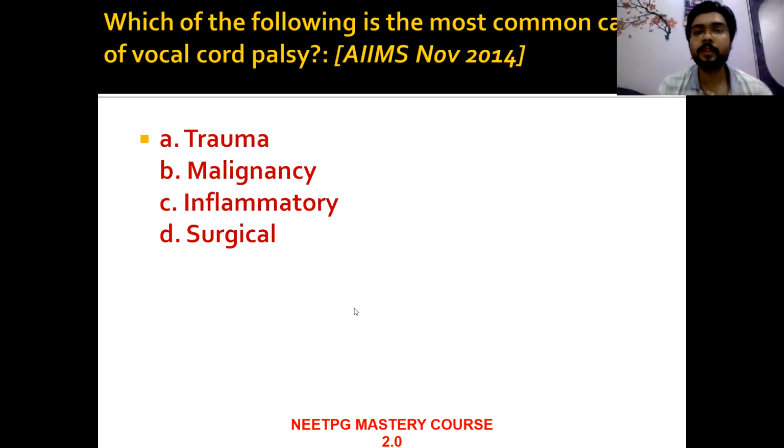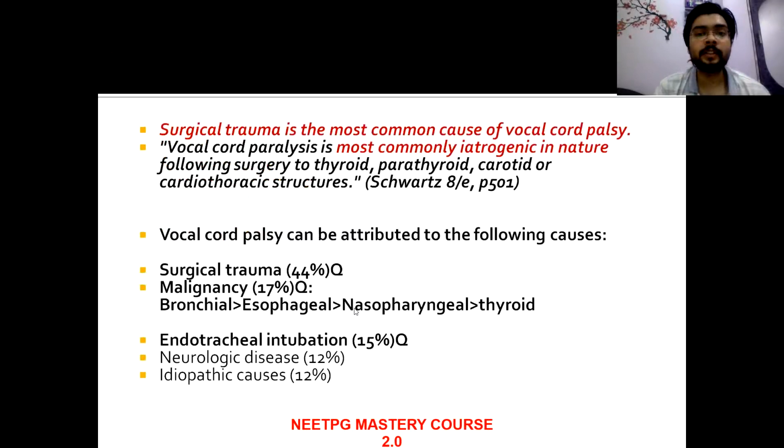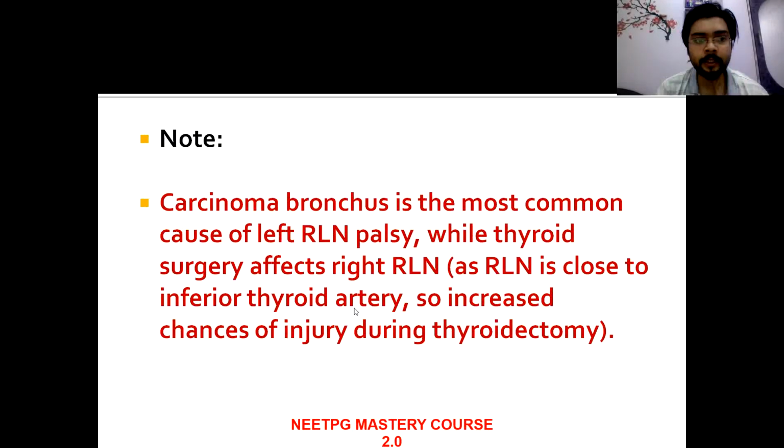Now, which of the following is the most common cause of vocal cord palsy? You all know it is surgical. So this was one anticipated question and already asked in May 2014. So carcinoma bronchus as such is the most common cause for left recurrent laryngeal nerve palsy, while thyroid surgery affects the right recurrent laryngeal nerve. So increased chances during thyroidectomy. So you already know this point.